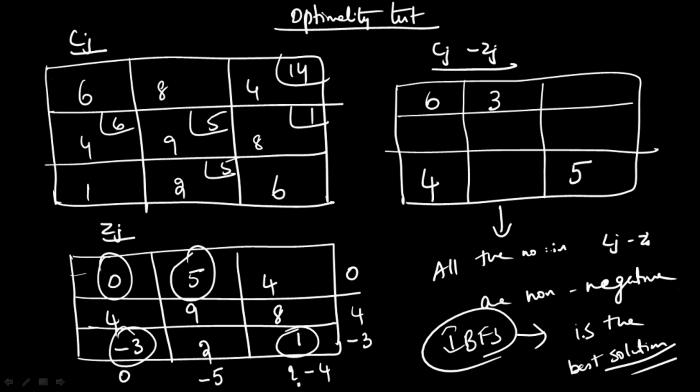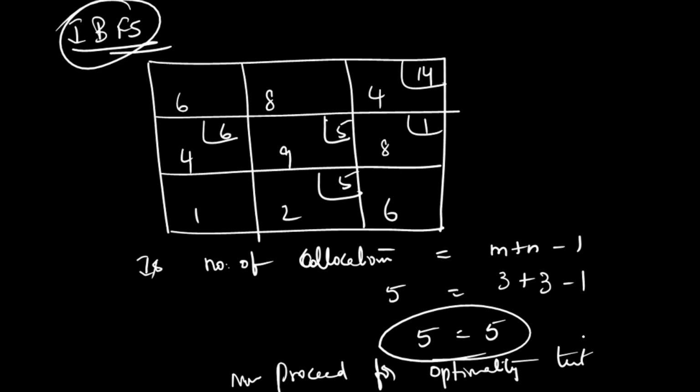Now, why did we do optimality test? To check whether the solution that we have got is the best solution or not. And we have done that optimality test by way of 3 steps. That is Cj, Zj, Cj minus Zj. Once you have non-negative values in Cj minus Zj, it means the initial basic feasible solution or the answer that you have got is the best solution. Therefore, this will be the best solution. Is that clear? This is the IBFS that you have got. This is the best solution.